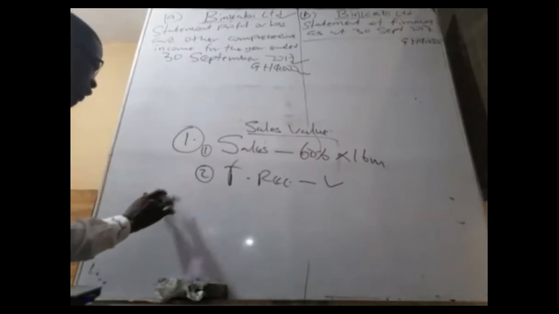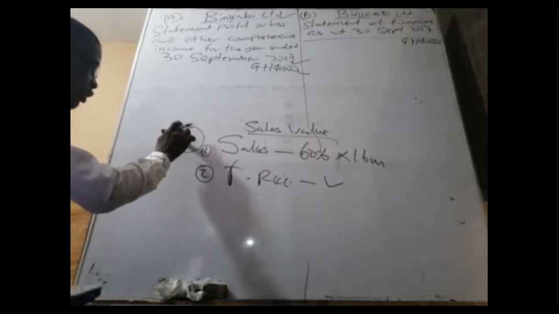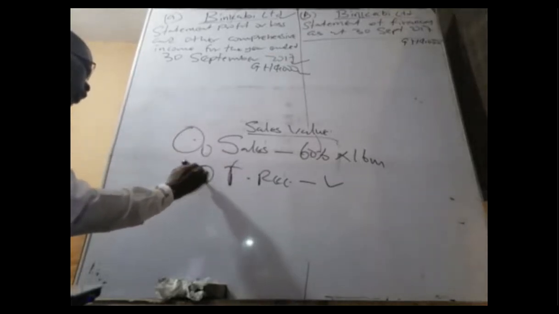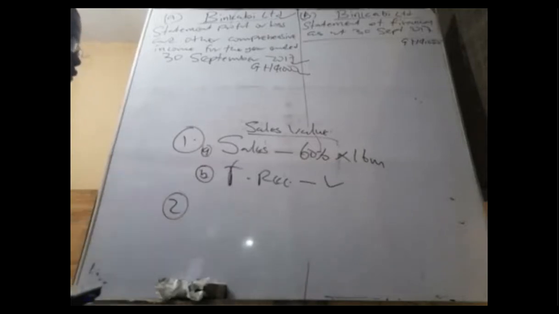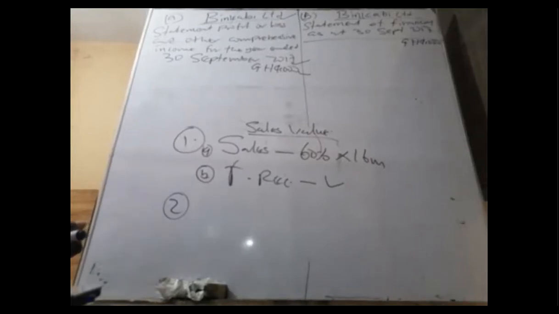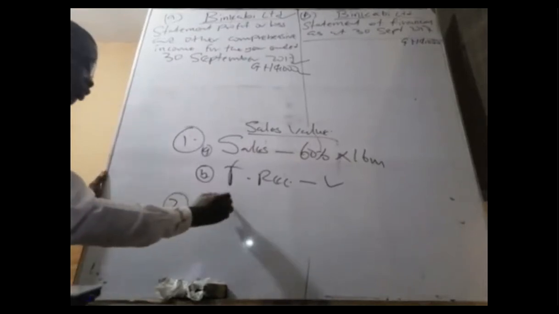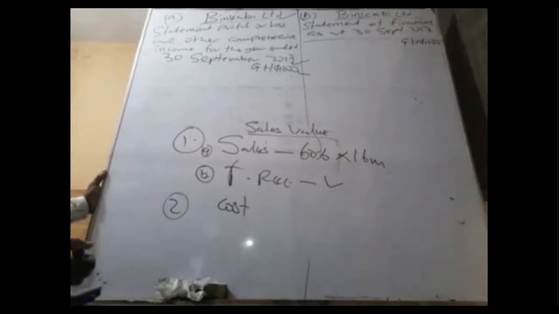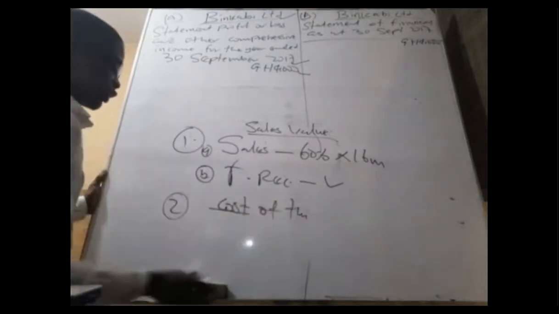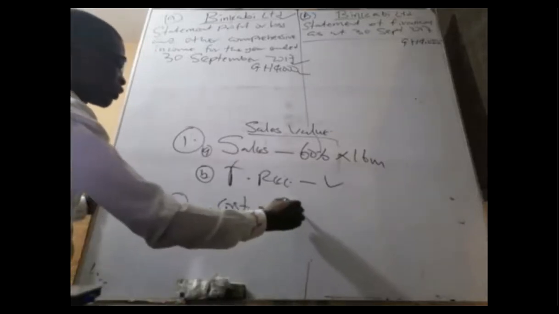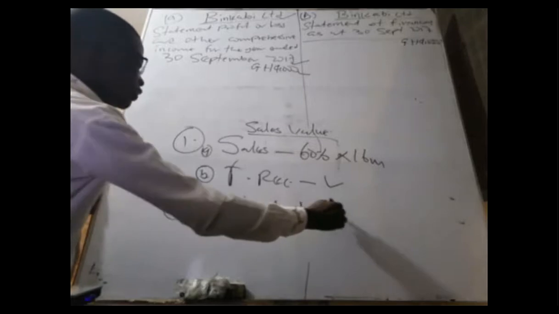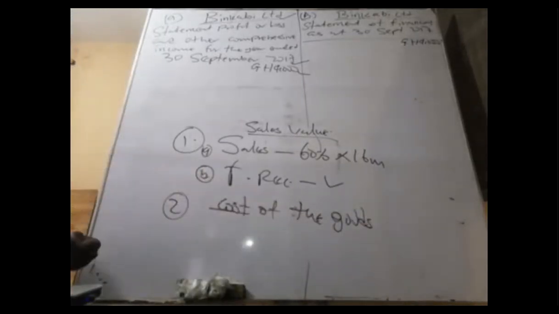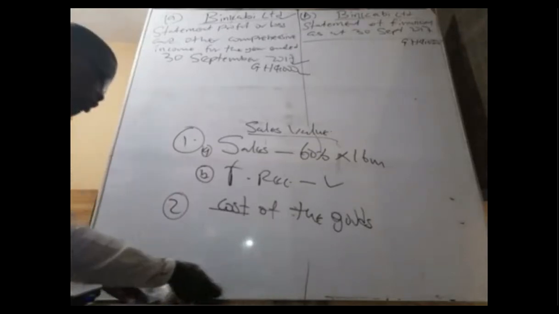Now, third, examiner. This is A, this is, let me make here B. A, this is one. This is two. Then eliminate the cost of sales. Eliminate the cost. So the cost of the goods from where? Cost of sales. So cost of the goods should be eliminated because they've added to what? The cost of sales.